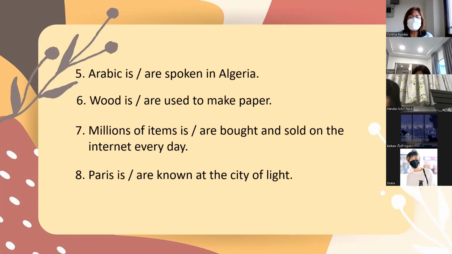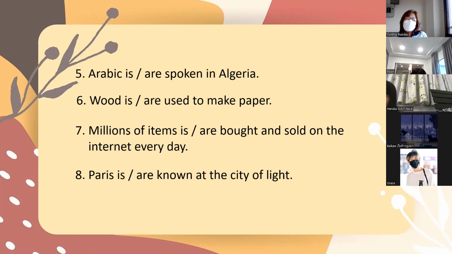Okay, let's continue. So again, the answer: Arabic is/are spoken in Algeria. Number six: wood is/are used to make paper. Number seven: millions of items is/are bought and sold on the internet every day. And for number eight: Paris is/are known as the city of light.